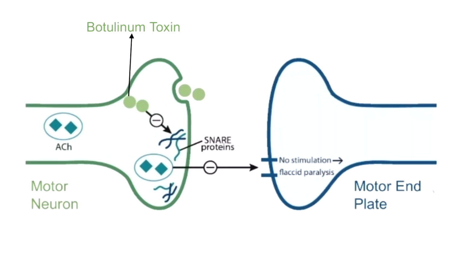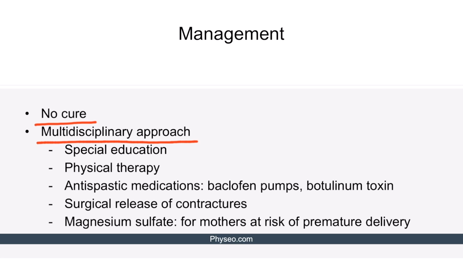Recall that botulinum toxin, or Botox, is a neuromuscular blocking agent that relaxes muscles by inhibiting the release of acetylcholine from presynaptic channels. Surgical release of contractures can also be considered. As a prevention, magnesium sulfate can be given to mothers at risk of premature delivery for fetal neuroprotection.